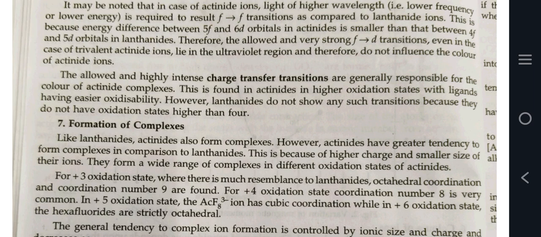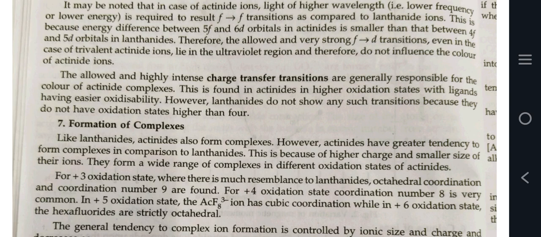Seventh, formation of complexes. Like lanthanoids, actinoids also form complexes. However, actinides have greater tendency to form complexes in comparison to lanthanoids. This is because of high charge and smaller size of their ions. They form a wide range of complexes in different oxidation states of actinides. In the +3 oxidation state there is not much resemblance to lanthanoids. Octahedral coordination and coordination number 9 are found.